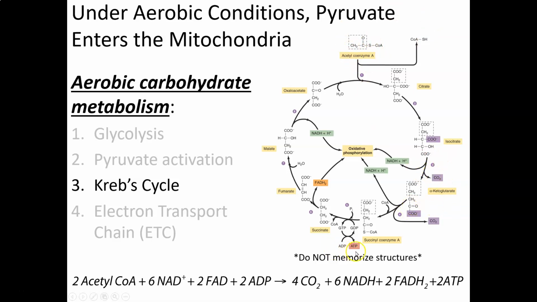We get 1 ATP. So if you look down here, you get ATP. So that's substrate level phosphorylation. That's direct ATP.